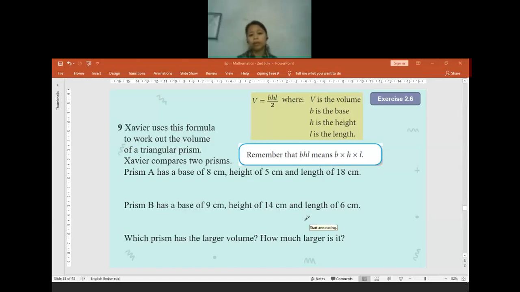What is the volume of prism A? Prism A is 360. Prism B is 378, or is there anyone who gets a different answer? Someone told me that this is prism A, the volume is 360. This is 378. Is there anyone who got a different answer or disagrees with this answer?